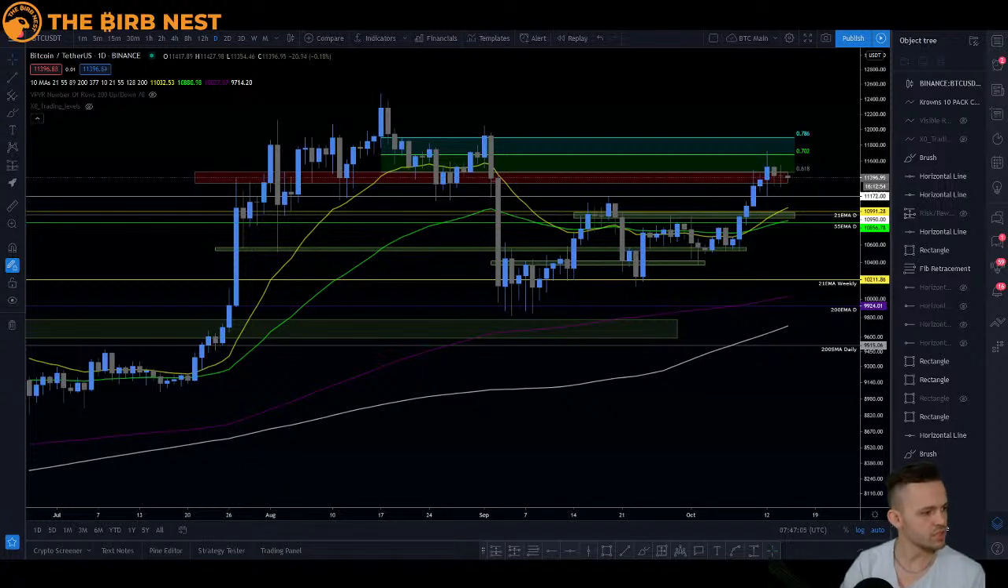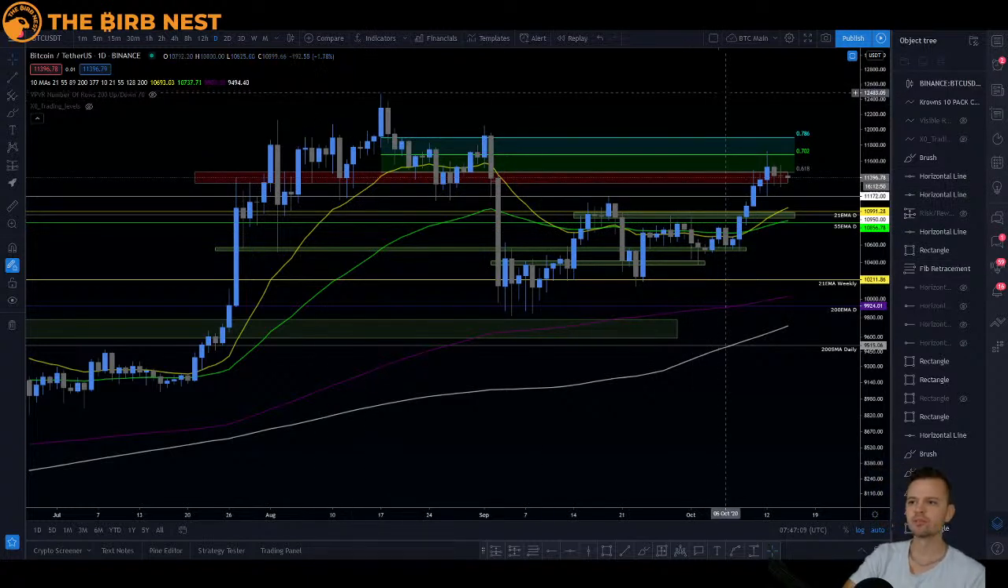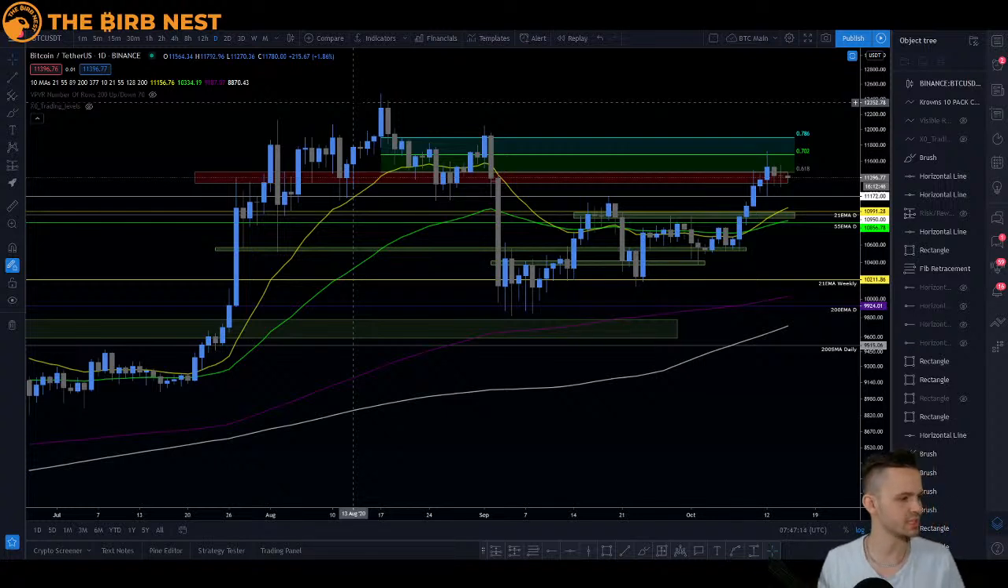What moving averages are you using? I'm using the 50 and 100. The 50 EMA and 100. All right, let's look at the BTC chart right here.